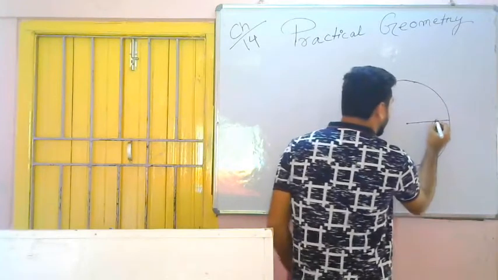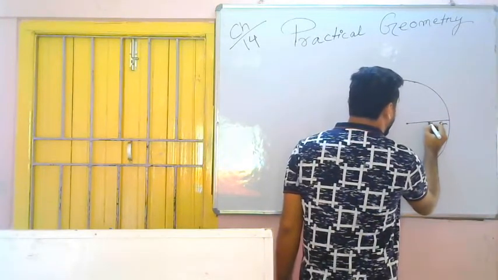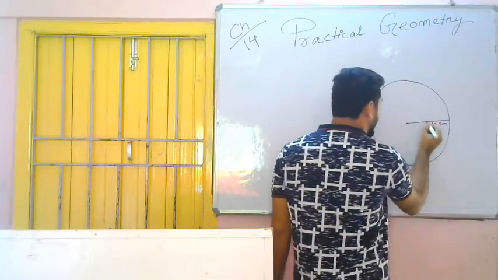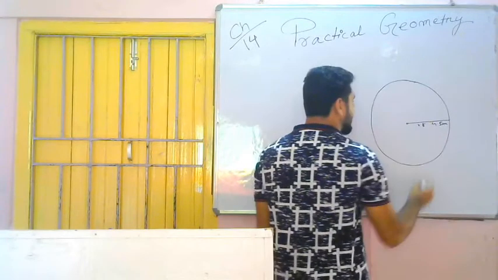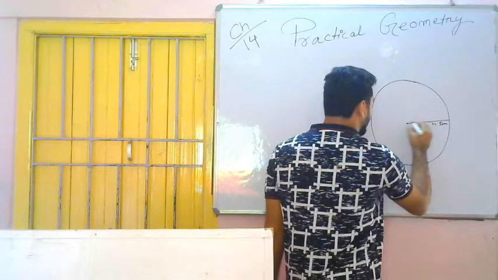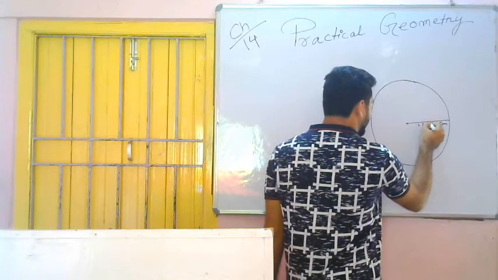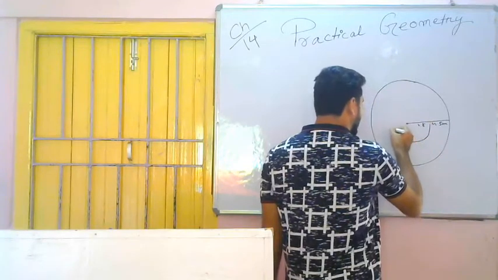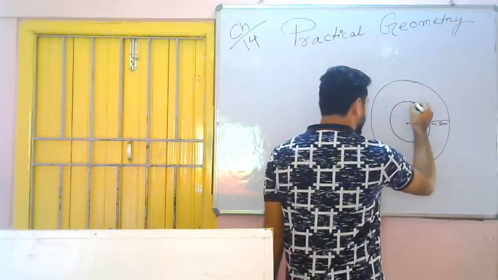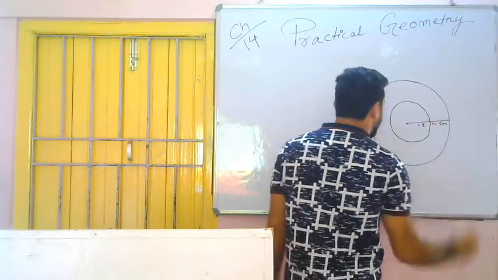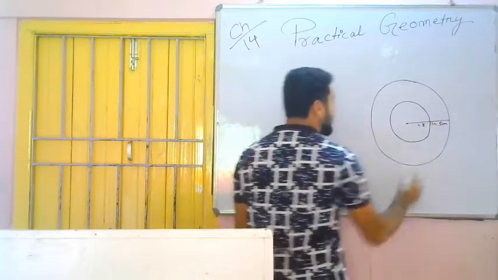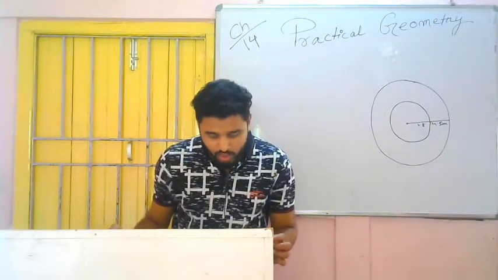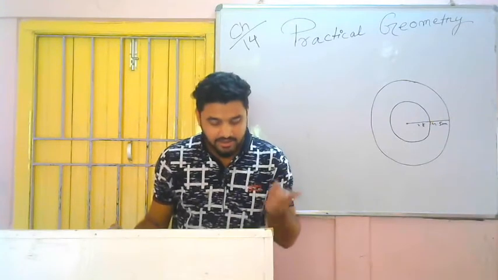Suppose this is 3.8. Up to this is 3.8. So you draw the circle, and suppose a shape like this will come. Again the question is asked: draw two more circles of radius 3.8 and 3 centimeter.